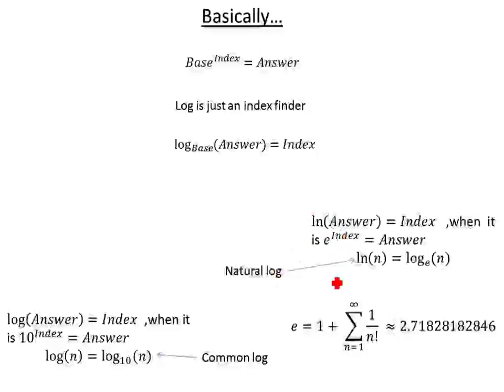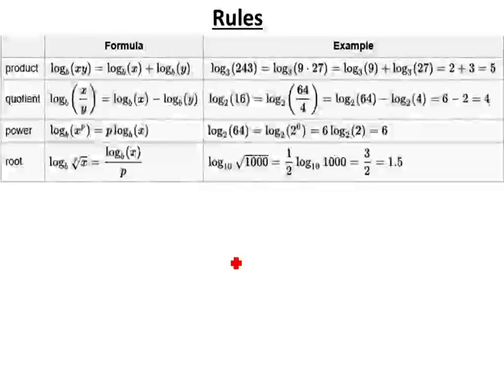Here are some rules, I just couldn't be bothered to write them all out. But this isn't all of them. In essence, the product rule: say we have log of a number, and we got these two numbers, the answer is being multiplied. So we can just separate them. Look here, 243, it might be a bit of a hard one to log, so we can just do 9 and 27.